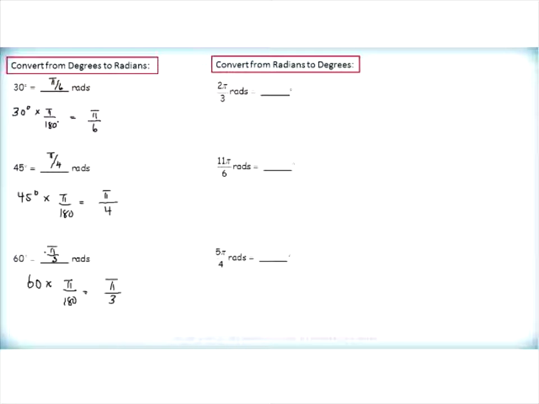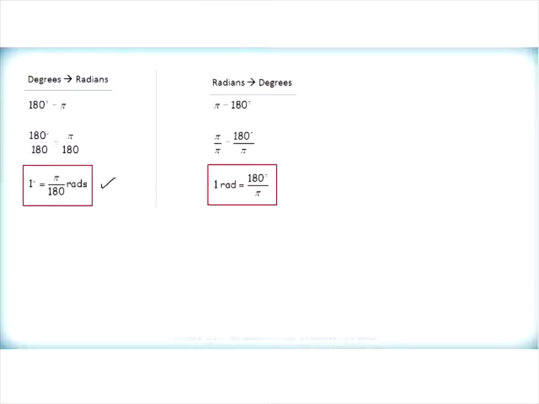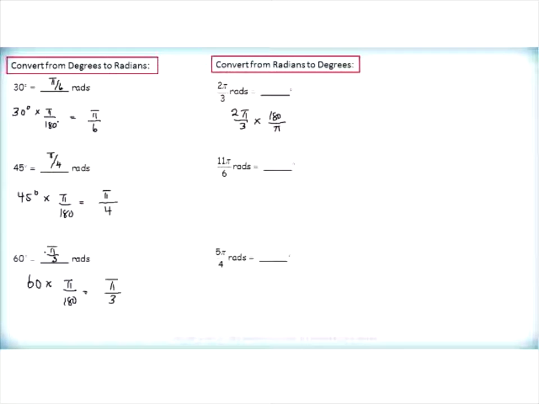We can also convert from radians to degrees, but when we do that, now we multiply by 180 over pi. And for the reason given back here, the fact that 1 radian is equal to 180 over pi degrees. So to change from radians to degrees, we multiply by 180 over pi. The pi's cancel, and they will always cancel when changing from radians to degrees. So I simply do 2 times 180 divided by 3, which is equal to 120 degrees. So I quickly changed radians to degrees.